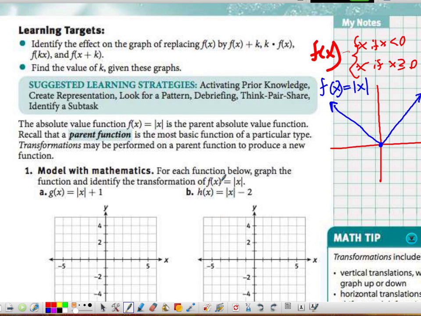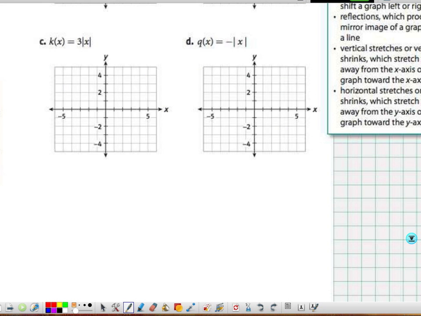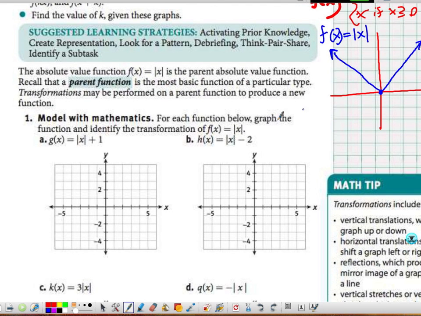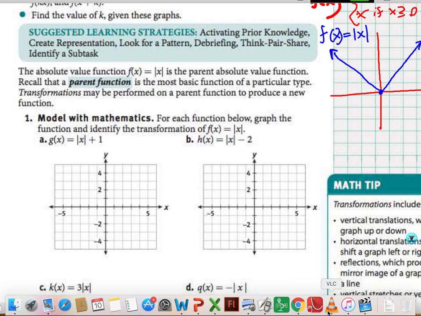Now, what happens when we add, multiply, subtract numbers to this function right here? So that's what we're going to do. We're going to look at all these different types of transformations. So here we have the absolute value of x plus 1. We need to go ahead and graph this. So I showed you guys on the calculator how to do this.